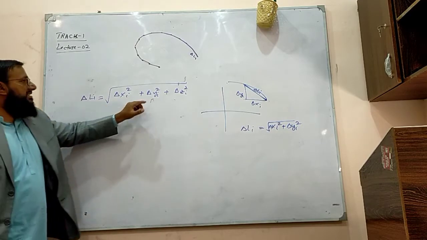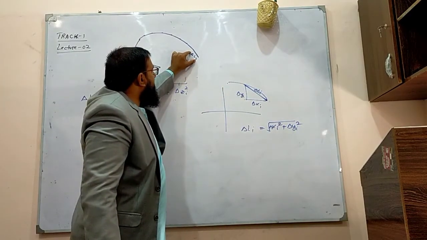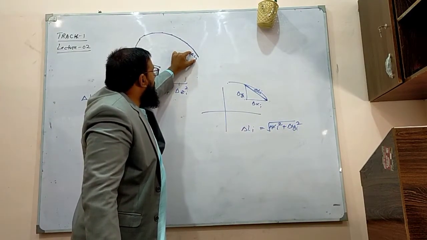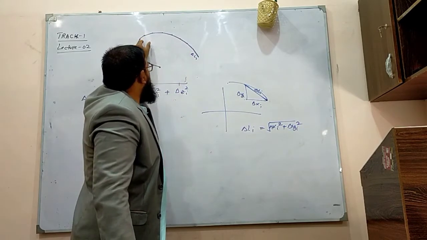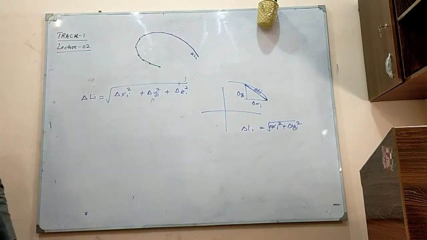But this is the length of one straight line, which is this. What we need is the sum of all these straight lines.